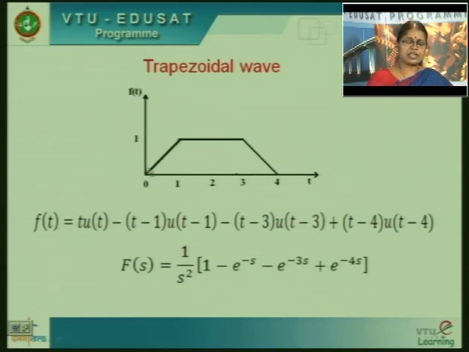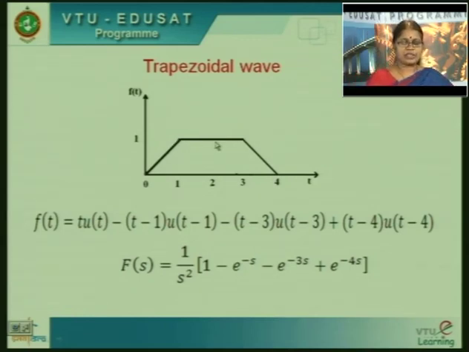To start with, I need to have a ramp with slope 1. So, we start the synthesis with a ramp with slope 1, which I can write as t into u of t. So, the equation for this segment is t into u of t. But at time t equal to 1, the slope should change from plus 1 to 0. If the slope has to change from plus 1 to 0 at this time instant, I need to add a negative ramp, a ramp with a slope of minus 1.